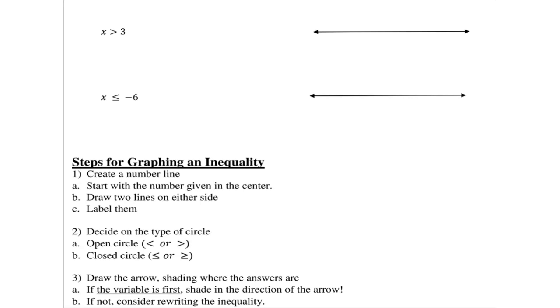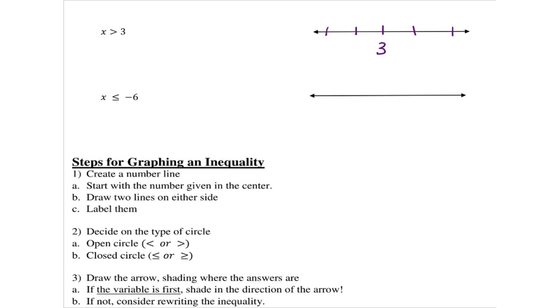First, you're going to create a number line. There you go. You're going to start with the number given to you in the center. So in this case, the number is 3. So I'm going to make a line in the middle, and I'm going to write 3. Draw 2 lines on either side. So 1, 2 on this side, 1, 2 on that side. Now it looks nice and evenly spaced out.